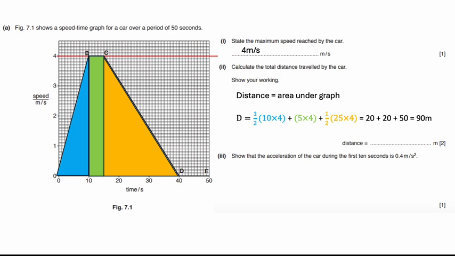Now finally, with graphs, you should be aware that we can also get the acceleration, and the acceleration is just the gradient of the graph, and we're looking at the gradient during the first 10 seconds. That's nice and simple. We're going to use a equals v minus u over t. v is our final velocity, u is our initial, and t is just our time. And the easiest way of doing this is simply to take the top value there, 4, take away 0, divided by 10 to give you 0.4 meters per second squared.